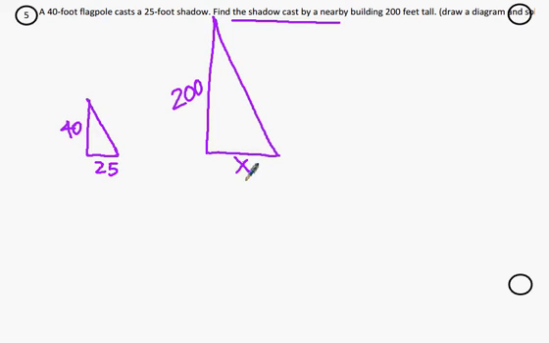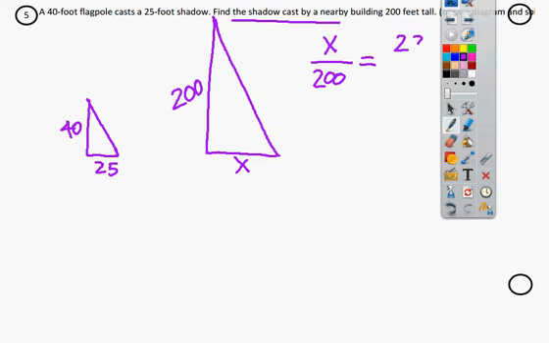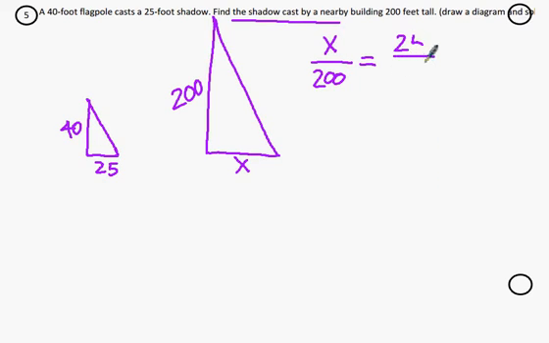So I will set this up. I'm going to put the x over something from the same triangle, 200, and look for the corresponding sides, the shortest side and the shortest side. I want the corresponding sides together. So I put my 25 in the numerator, since I have the x in the numerator, and I put my 40 in the denominator, since it corresponds to the 200.